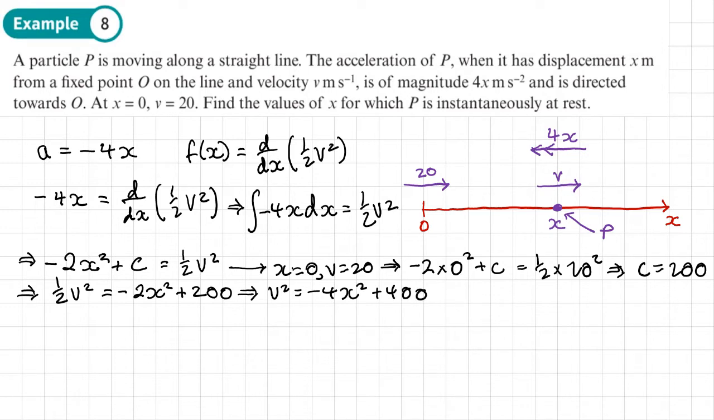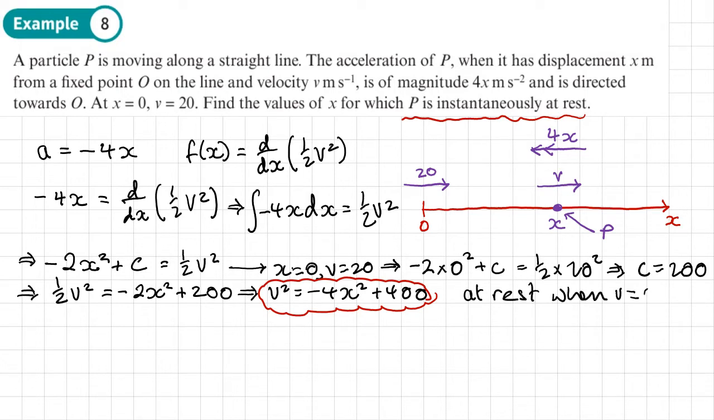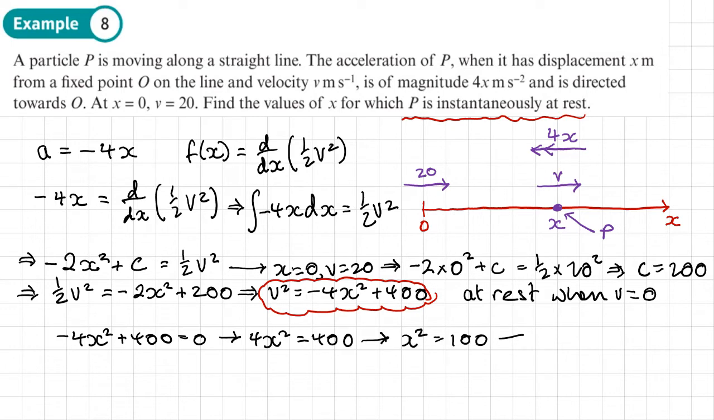So now I can use this expression here to find out when P is instantaneously at rest. So something's instantaneously at rest when the velocity is 0. So I'll just put at rest when v equals 0. So we just set v equal to 0. So I'll have negative 4x squared plus 400 is equal to 0. So 4x squared is equal to 400. x squared is equal to 100. So that will mean that x is equal to 10 and x is equal to negative 10.